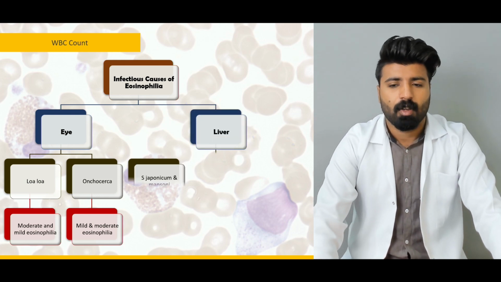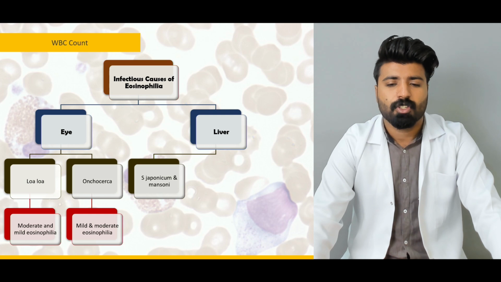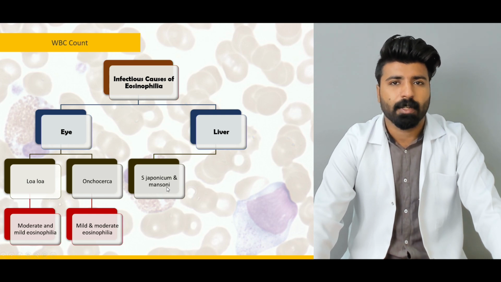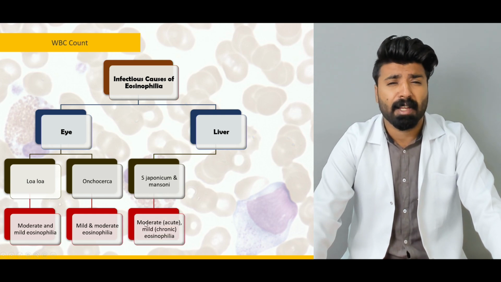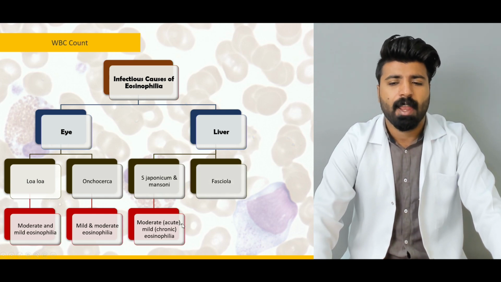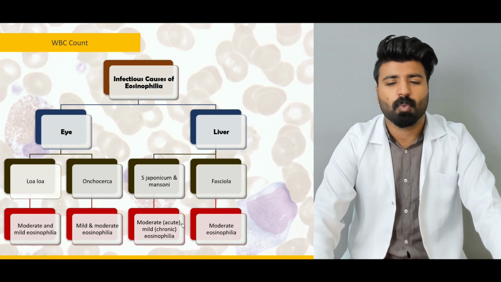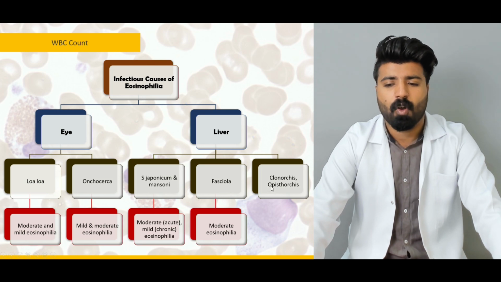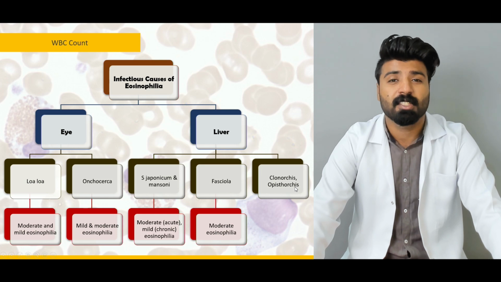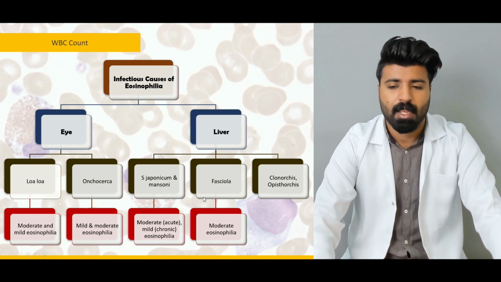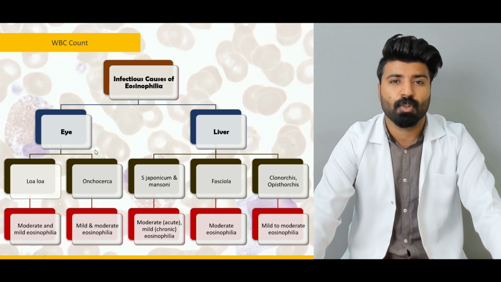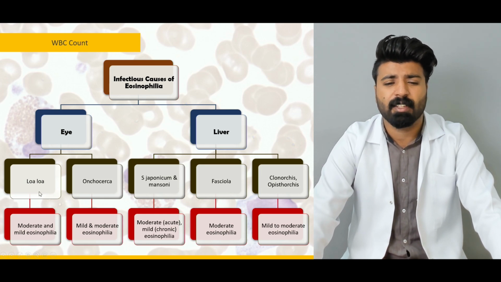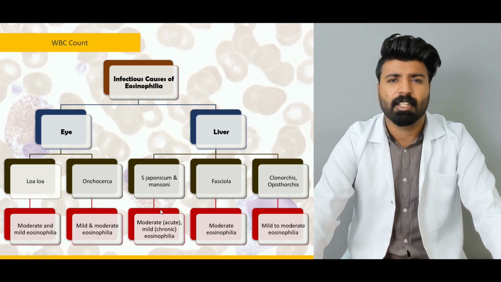In the liver, on the other hand, we have S. japonicum and mansoni. And they cause, again, moderate level of eosinophilia in acute levels and mild in the chronic levels. And we have Fasciola, which causes what? Moderate eosinophilia. And then we have Clonorchis and Opisthorchis. Yes, these names are difficult, but these do cause all of this. And this also causes mild to moderate level of eosinophilia. Now, these are the different organisms, and these are the different kinds of outcomes in WBC terms.